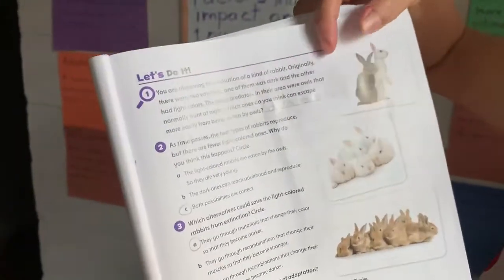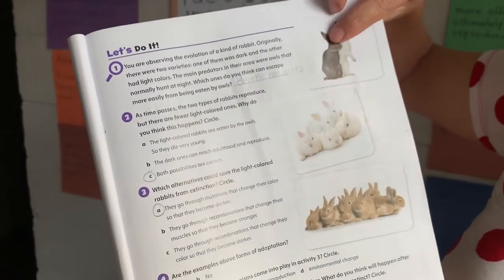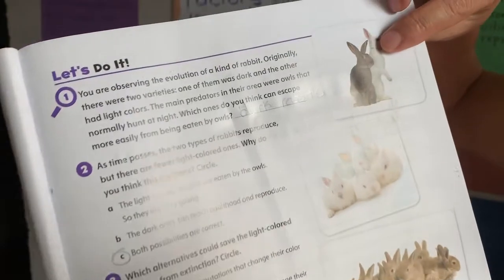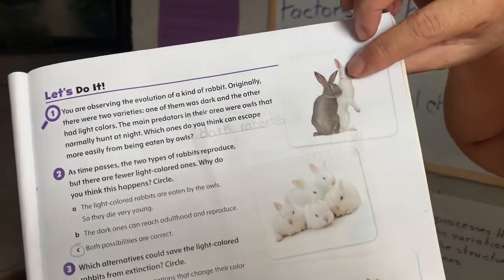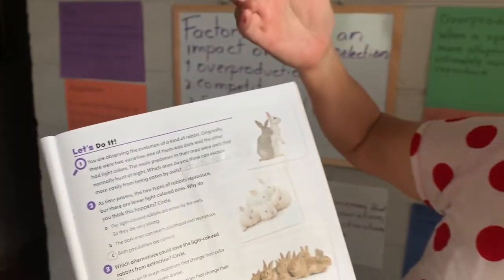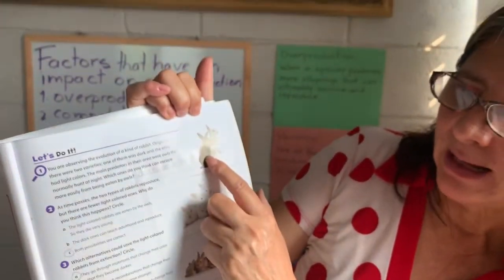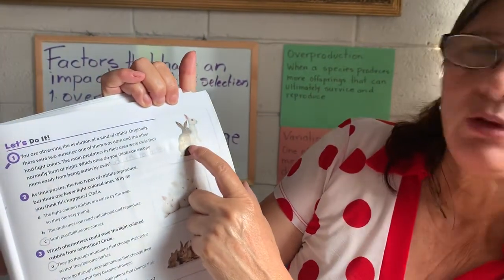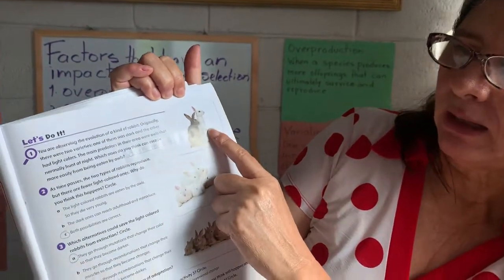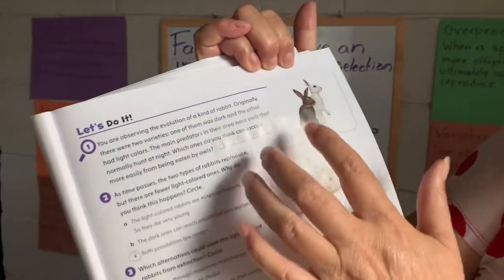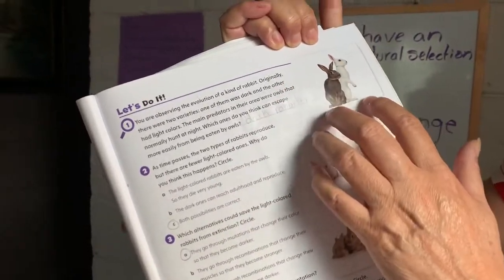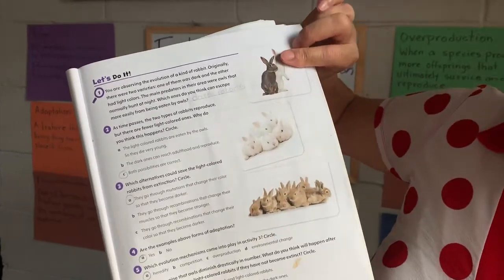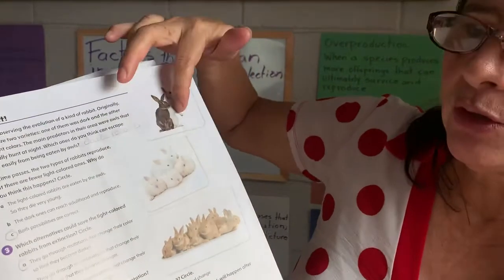In this picture, you see two types of rabbit. One is dark and the other is light. This is evolution. The rabbit with dark color is the one that will survive. The rabbit with light color, obviously, the predators are going to hunt and eliminate, and only the one that is best adapted is going to survive.